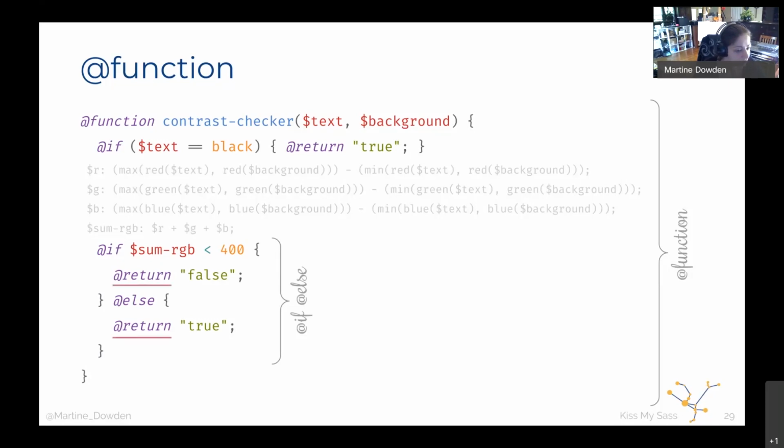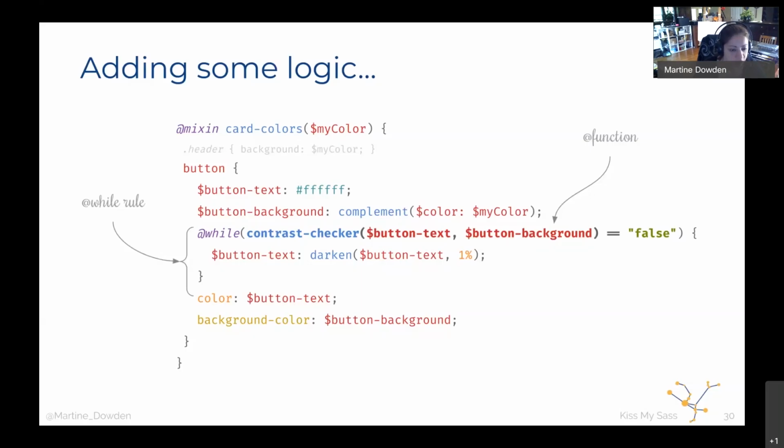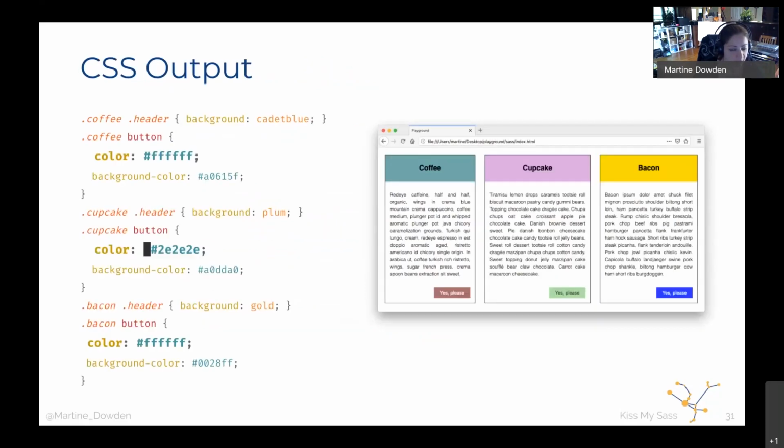We have now our returns, those mandatory returns we were talking about. And we can look at our full function together with our while. So now we know we've got our while, we've got our contrast checker, we've got our false, and we go ahead and do our thing. And so now when we spit it out, it does spit out a beautiful color on each of them. So coffee ends up with a background color of white, cupcake ends up with the 2E2E2E, and bacon ends up with white as well. And now our accessibility is significantly nicer and we can actually read that text.